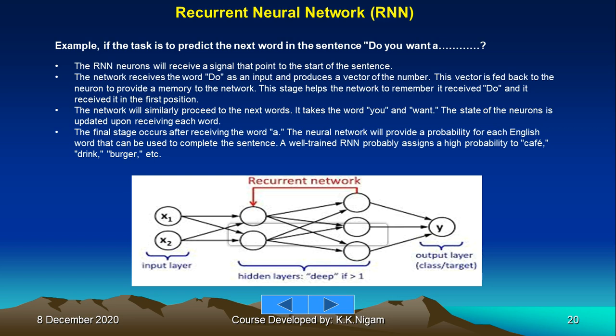The network will similarly proceed to the next words. It takes the words "you" and "want". The state of the neuron is updated upon receiving each word. The final stage occurs after receiving the word "a". The neural network will provide a probability for each English word that can be used to complete the sentence. A well-trained RNN probably assigns a high probability to cafe, drink, burger, etc.